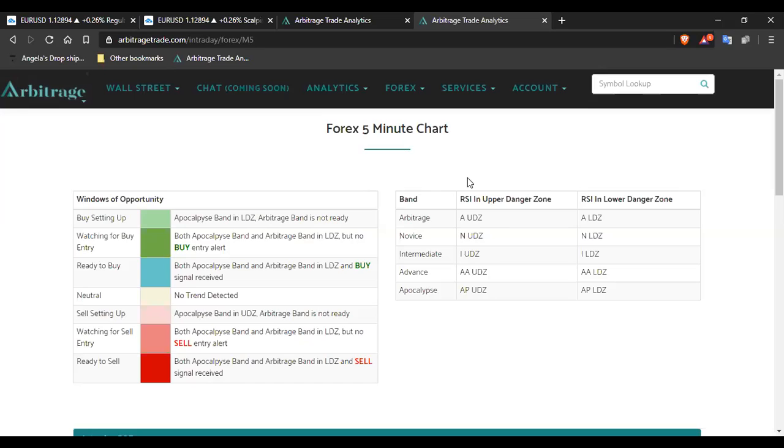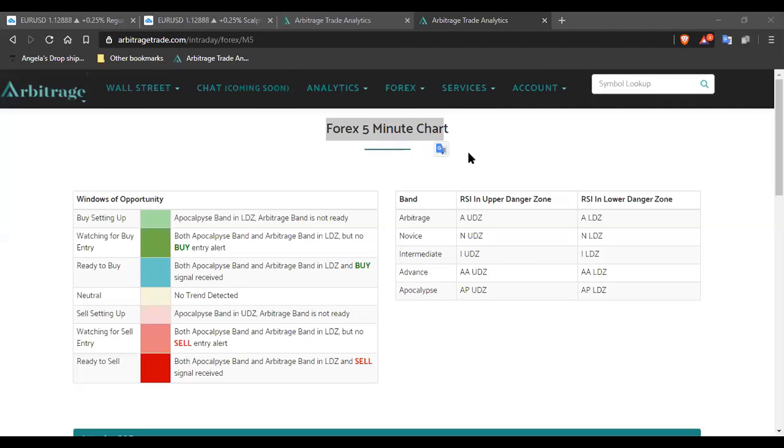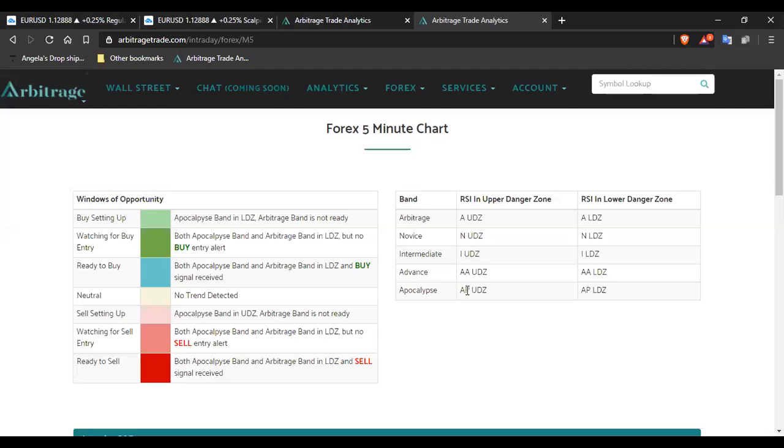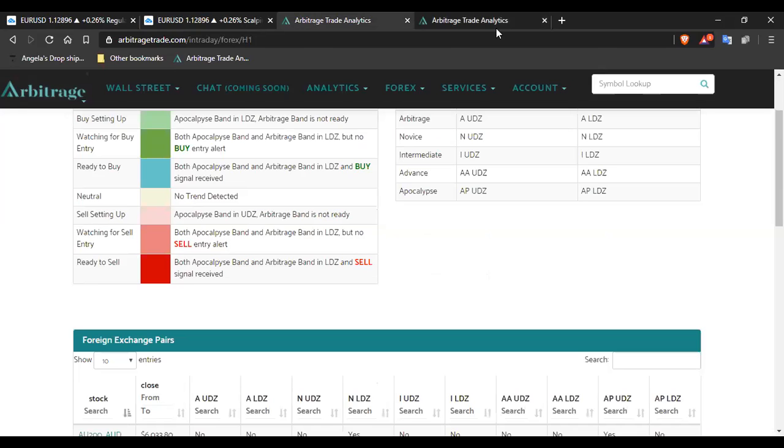So without further ado, I always look at the Forex 5-minute chart, which is usually what I look at for the apocalypse bands, the upper danger zone and the lower danger zone. And then I also use the Forex 1-hour chart for the arbitrage upper danger zone and lower danger zone, because the 5-minute apocalypse is the same as the 1-hour arbitrage time frames. So let's go ahead and get started on the 5-minute.